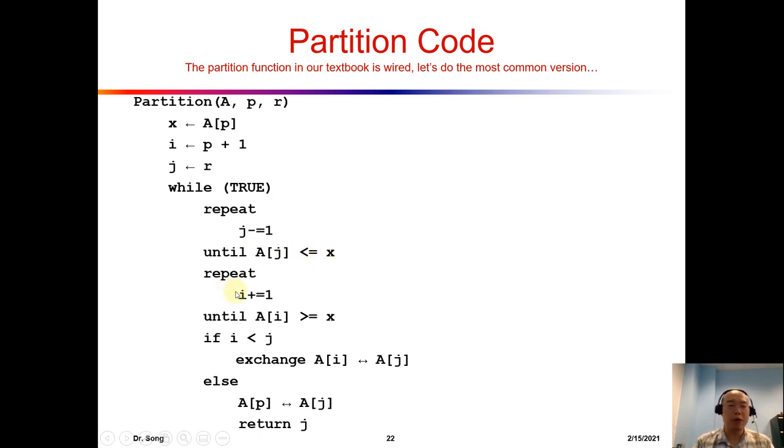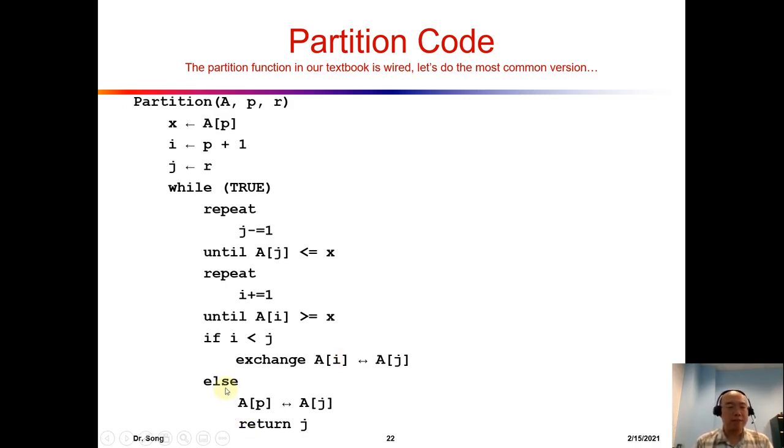And then we want to repeat the j minus 1 until we find an A[i] which is greater than the pivot. So now we have a pair of those values. Hopefully i is still smaller than j, so we want to do a swap. If i is smaller than j, we want to exchange those two values.